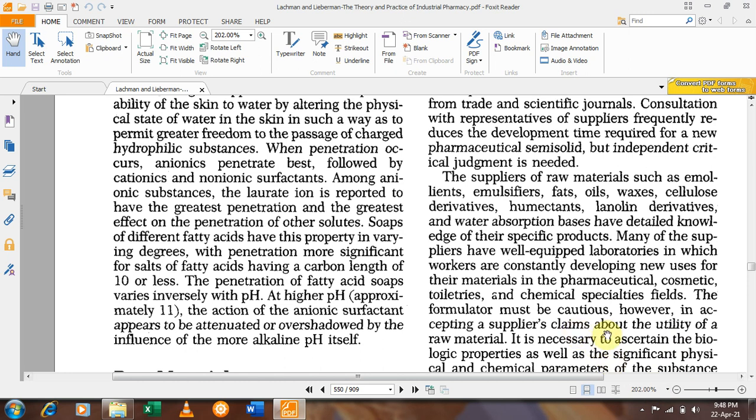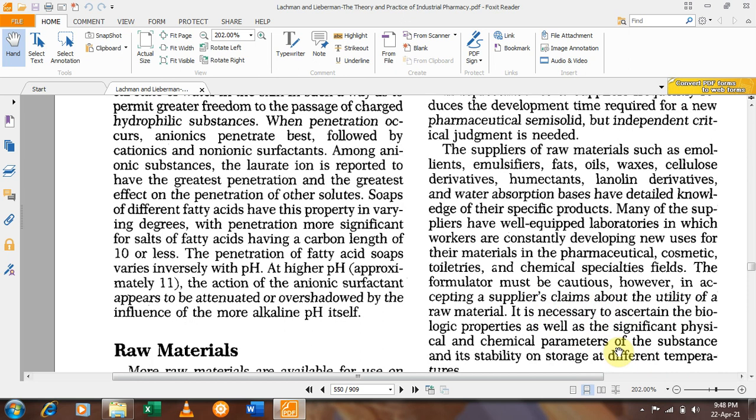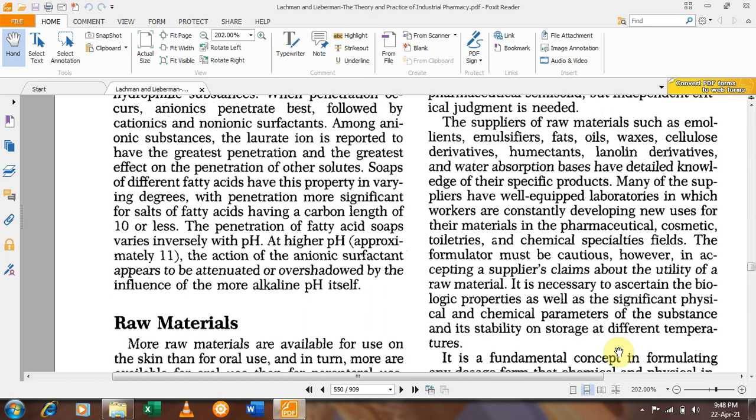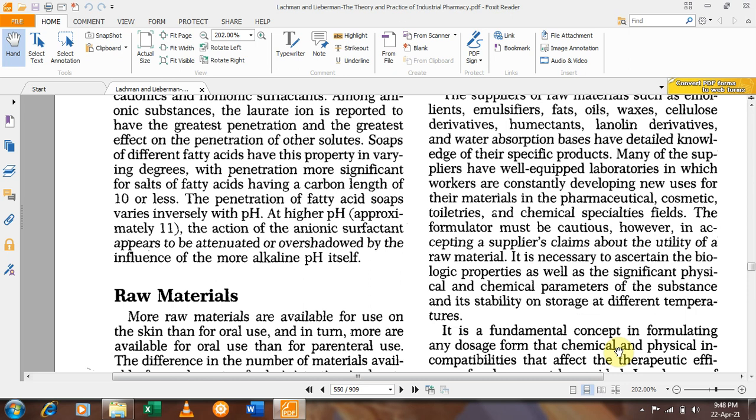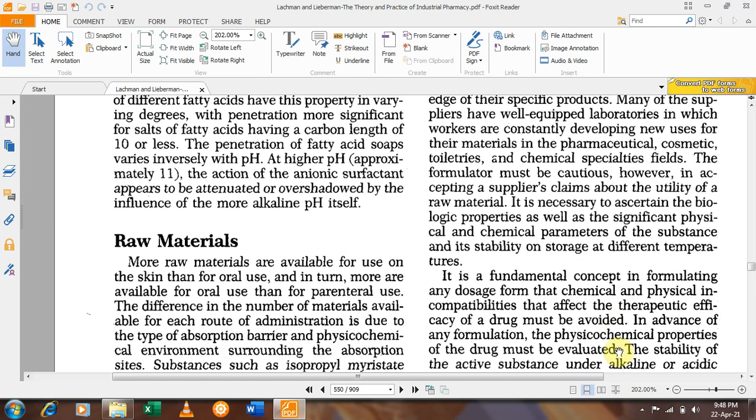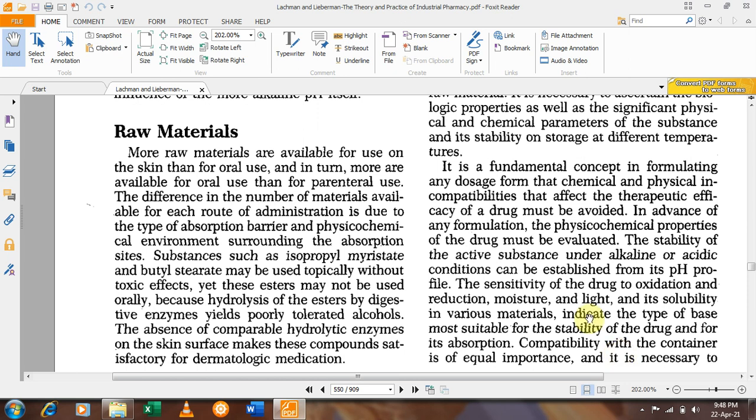The formulator must be cautious, however, in accepting a supplier's claims about the utility of a raw material. It is necessary to ascertain the biologic properties as well as the significant physical and chemical parameters of the substance and its stability and storage at different temperatures. It is a fundamental concept in formulating any dosage form that chemical and physical incompatibilities that affect the therapeutic efficacy of a drug must be avoided.